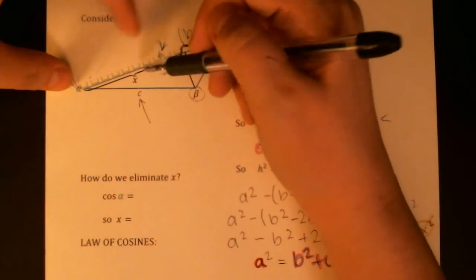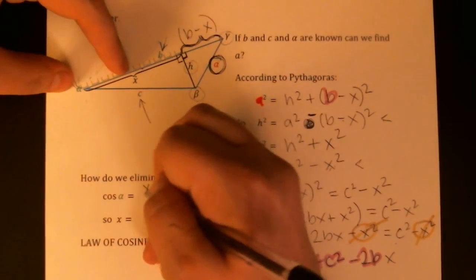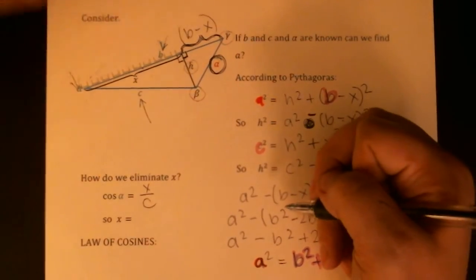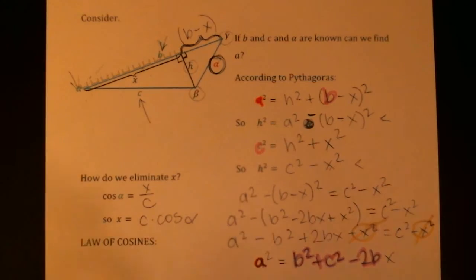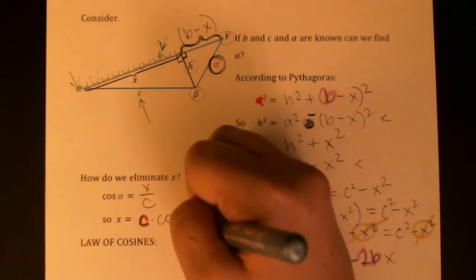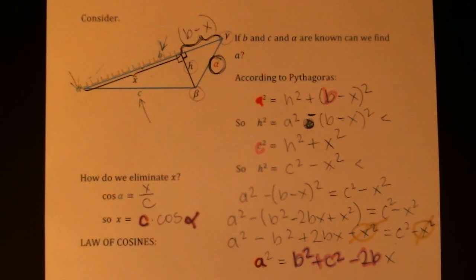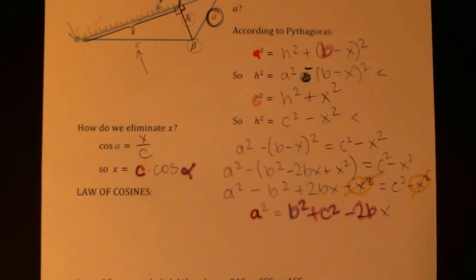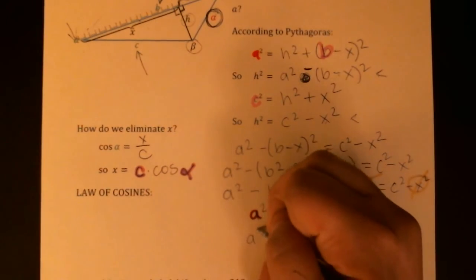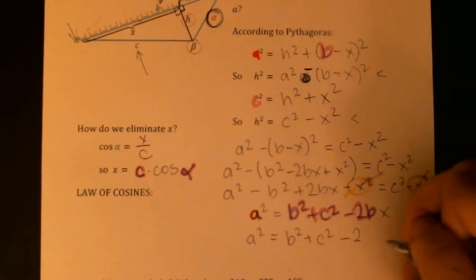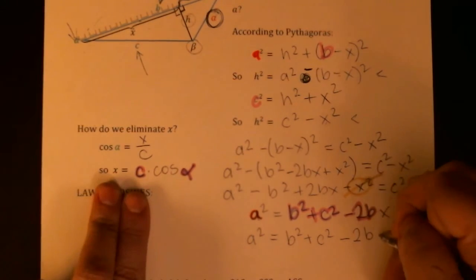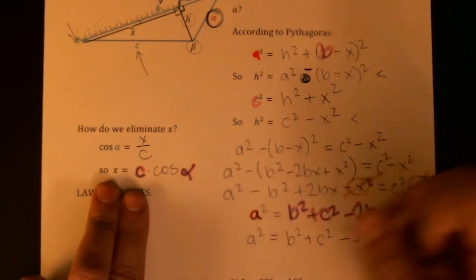So cosine of alpha is going to be adjacent x over hypotenuse c, which means that x is equal to c times cosine of alpha. And again, if we pay attention, c is one of the sides we know, and alpha is the angle we know. So this now gives us complete information about x. X is now a known thing. So if we go back to our formula, we can say that a squared is equal to b squared plus c squared minus 2b, and then we're going to replace x with c times cosine alpha.